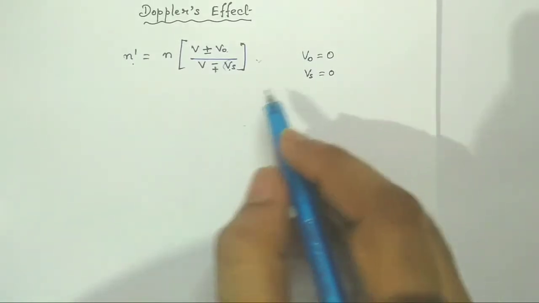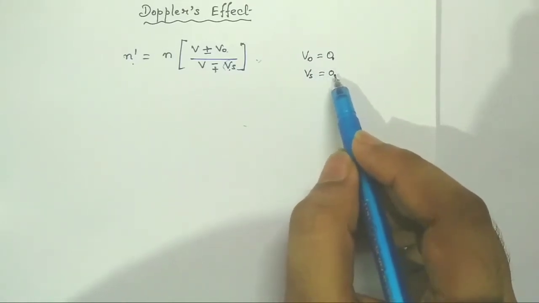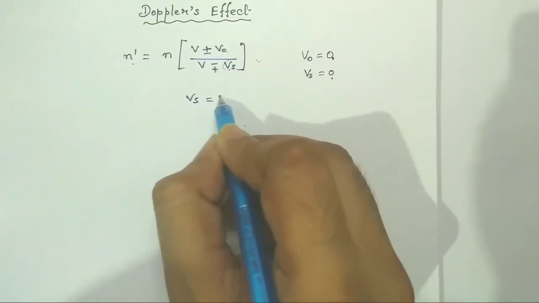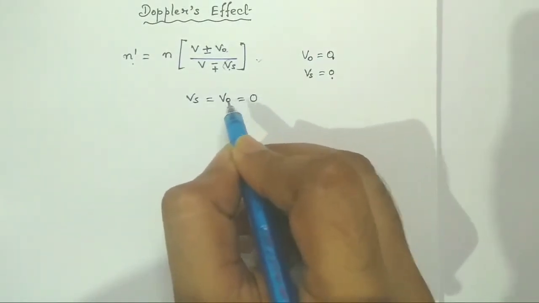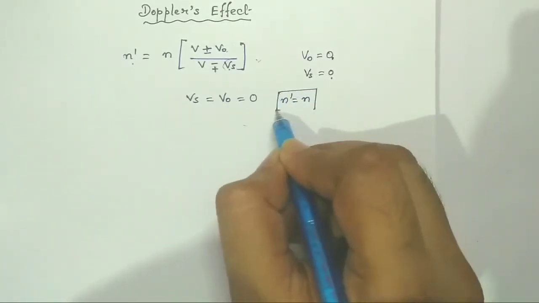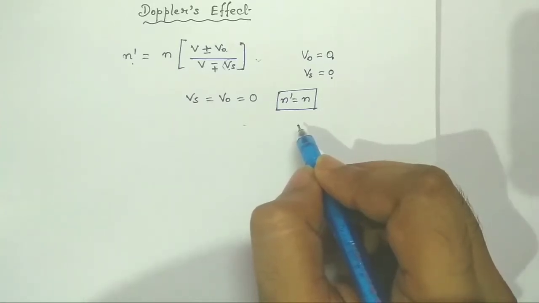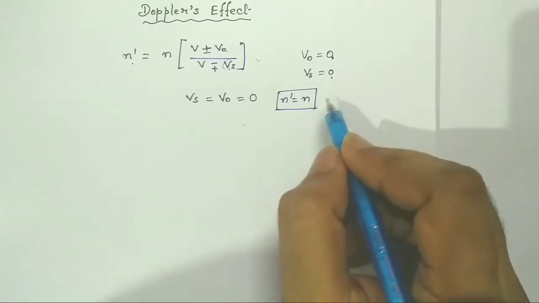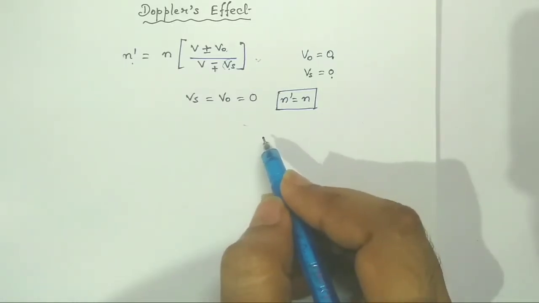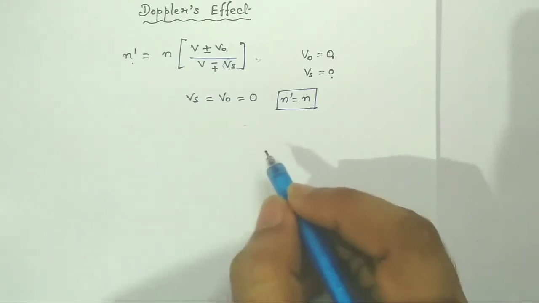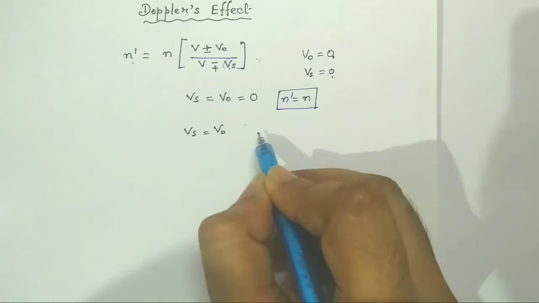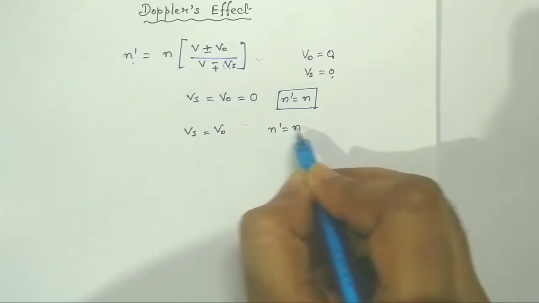If both the observer and the source are stationary, then we can write vs = v0 = 0. In that case, n' = n. That is, the observer will hear the original frequency of the sound emitted by the source. Again, if the observer and the source are both moving in the same direction with the same speed, that is vs = v0, in that case also n' = n.